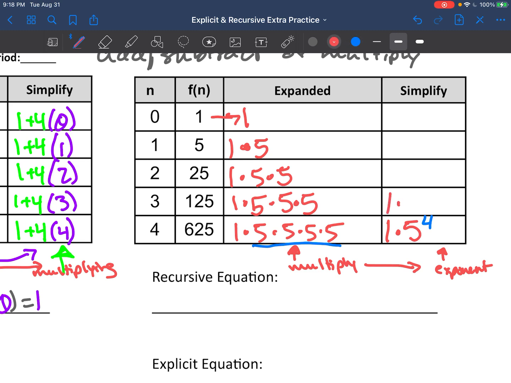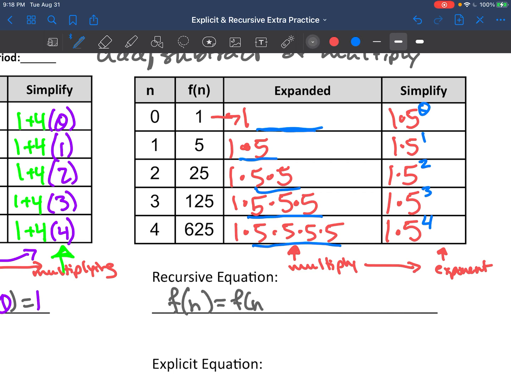In this next one, I do 1 times 5 to the third because we multiplied 5 3 times. Then we do 1 times 5 to the second because we multiplied 5 twice. Then I have 1 times 5 to the first because I multiplied by 5 once. And then, so this doesn't sound so humdrum, we have 1 times 5 to the 0 because we didn't multiply by any 5s.